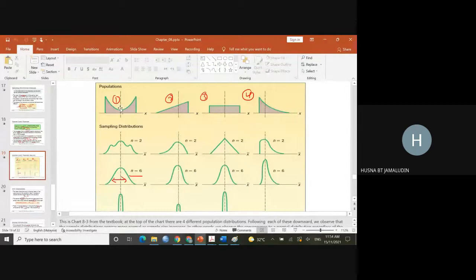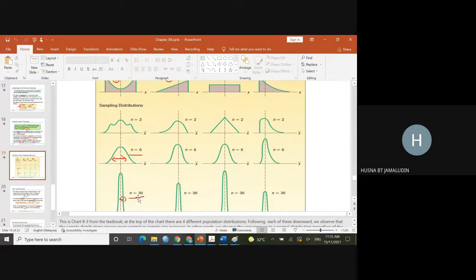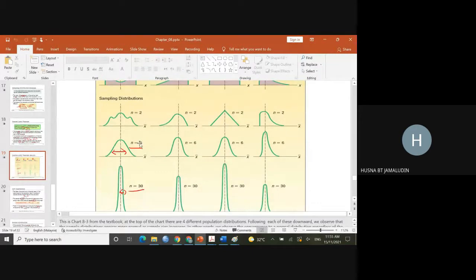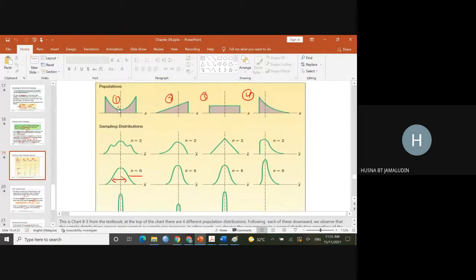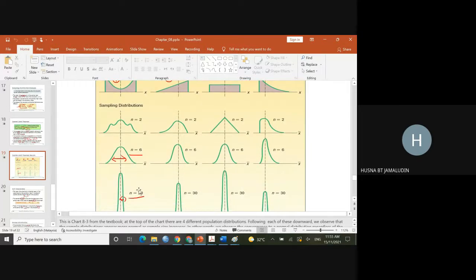Okay, so this is the population. Your population will not look like normal. You're going to have different shapes of population. Regardless of the population, your sampling distribution will look like normal. And you can see that the more you increase the sample size, the more it will look like a normal shape, normal distribution. Okay, can you see? Your population has a different shape, which is not normal, but regardless of the n, they will look like normal. And the more you increase the n, the more you increase the sample, the more it will look like normal.